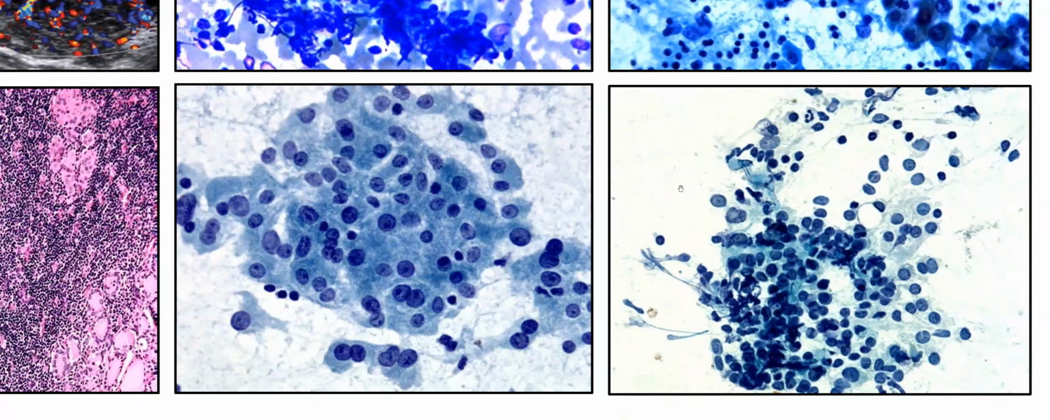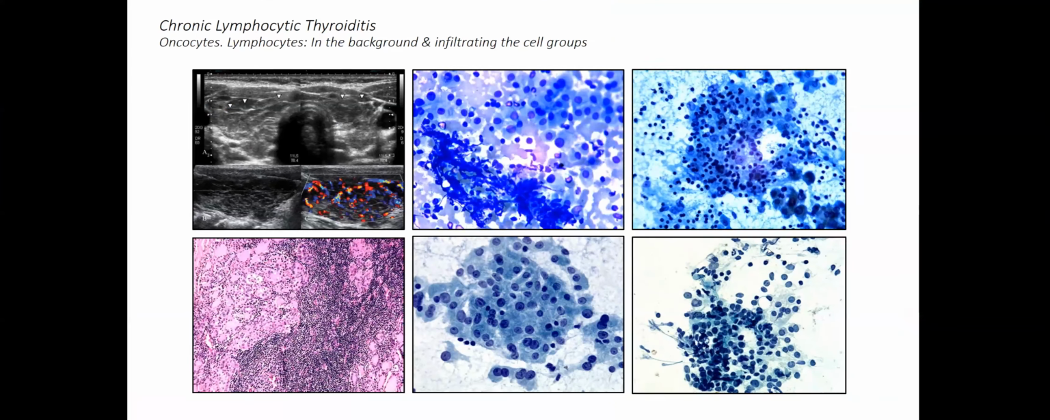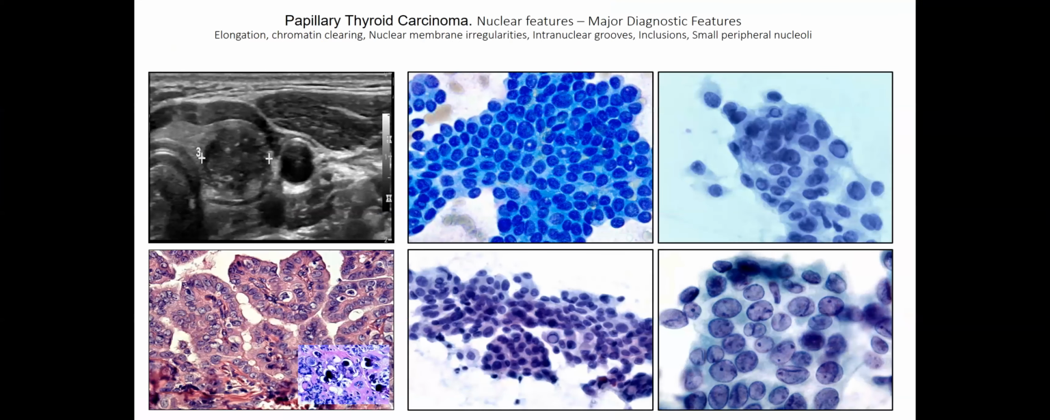And on the thin prep, even if you lose the background lymphocytes, this is very important, you will see lymphocytes also intermixed with the follicular cell groups. So this is a classic case of chronic lymphocytic thyroiditis.